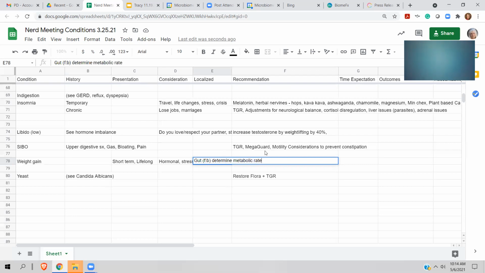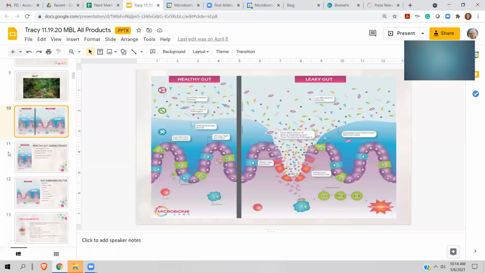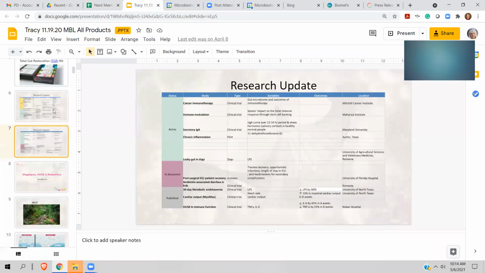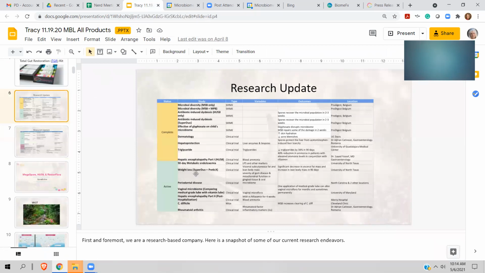So for those things that are not typically hormonal or stress, some of these external effects, the internal effects have a lot to do with our gut bacteria. And we're currently doing a clinical trial right now on weight loss. The super duo that they're talking about here is really the prebiotic and the megaspore effect primarily. And the preliminary results that they're seeing, looking at visceral and subcutaneous fat and lean body mass, show a significant decrease in visceral fat mass and increase in lean body mass in 90 days.